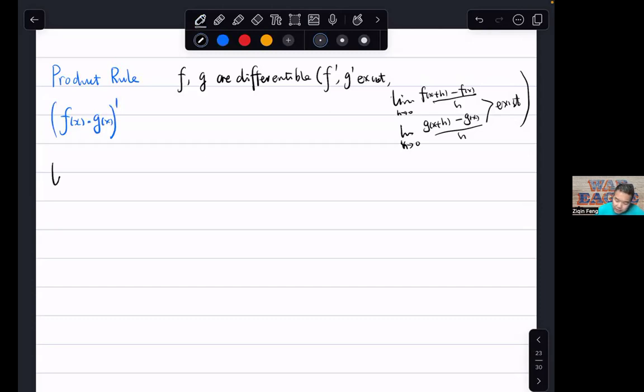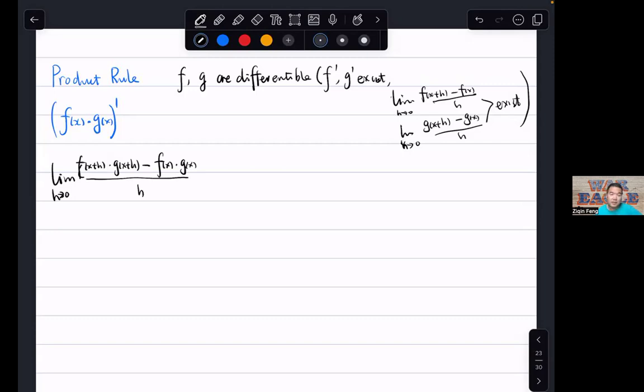So this is the same as the limit as h goes to 0. You plug in x plus h on the product. You get f of x plus h times g of x plus h, then minus, you plug in x, which is f of x times g of x, over h. I want to evaluate this limit here. How do we do that?